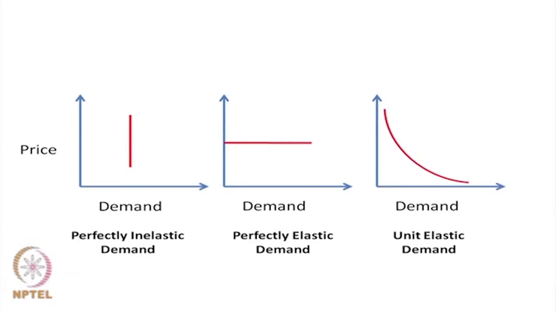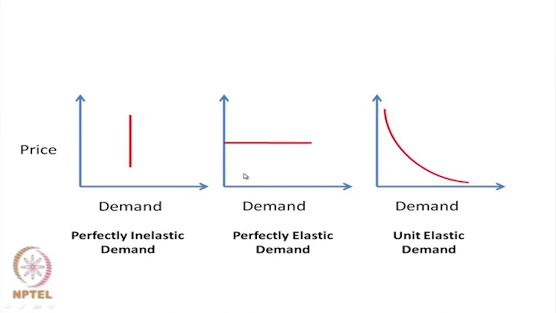Now, let us look at these first two, the limiting cases of perfectly inelastic demand and perfectly elastic demand. The first diagram says that no matter what price a firm sets for its product, it can always supply and sell the same quantity. This is a case of perfectly inelastic demand. The demand does not change. Price is changing, but the quantity demanded in the market is not changing. This is a very unrealistic case, but it is a limiting case.